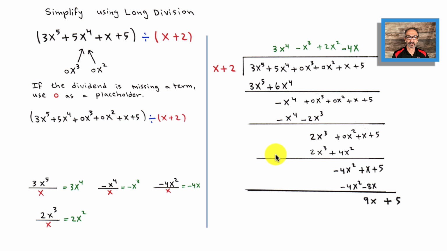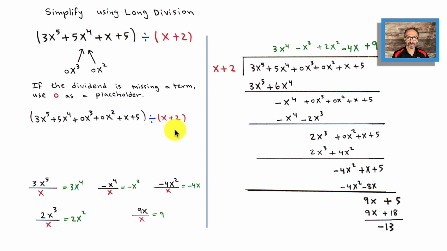One more time. x into 9x. 9 goes up here. 9 times x, 9x. And 9 times 2, 18. When you subtract, I get 5 minus 18, which is negative 13. So we're done. That is the quotient, and that's the remainder.